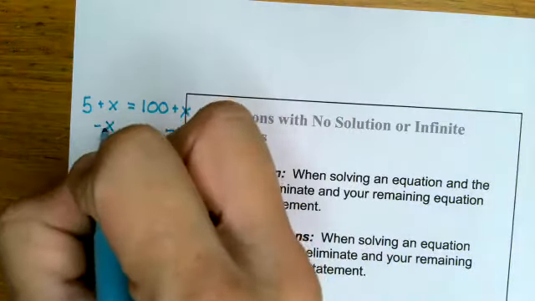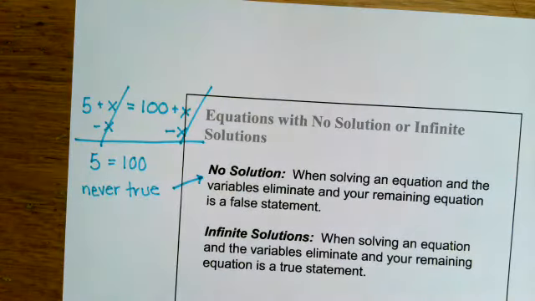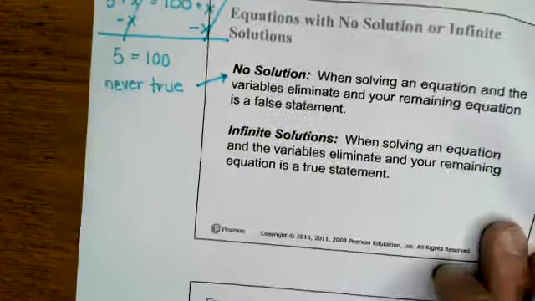This will never be true, right? So we call that no solution. Okay. Alternately, you could say 50 plus 50 plus x equals 100 plus x, right?